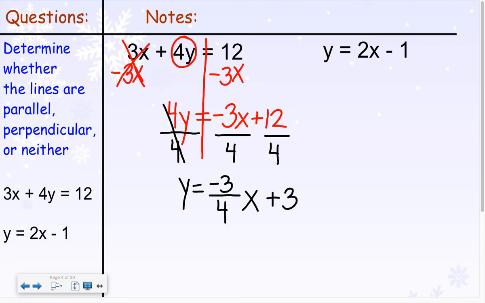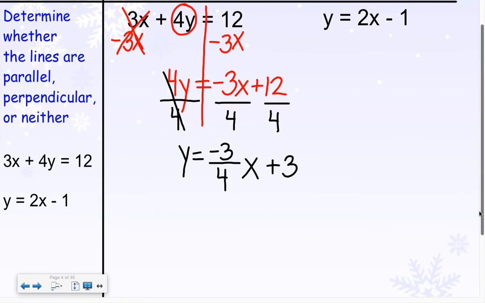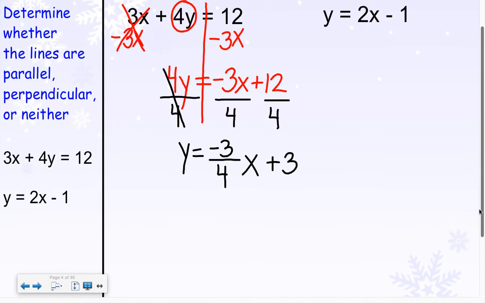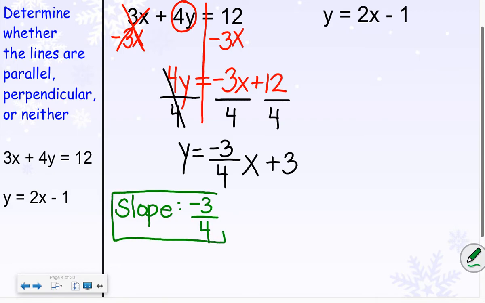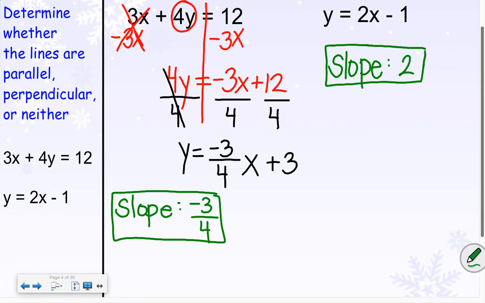So now let's write down what our slope is. So our slope of this first line is -3/4. The slope of our second line is 2. So now we have to ask ourselves, are these slopes the same? Well, no. 2 and -3/4 are not the same.